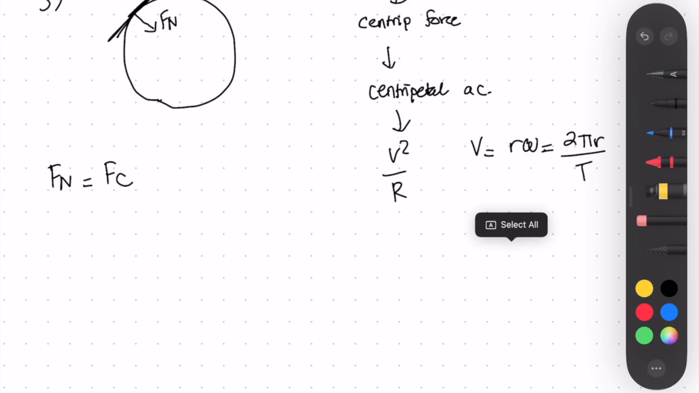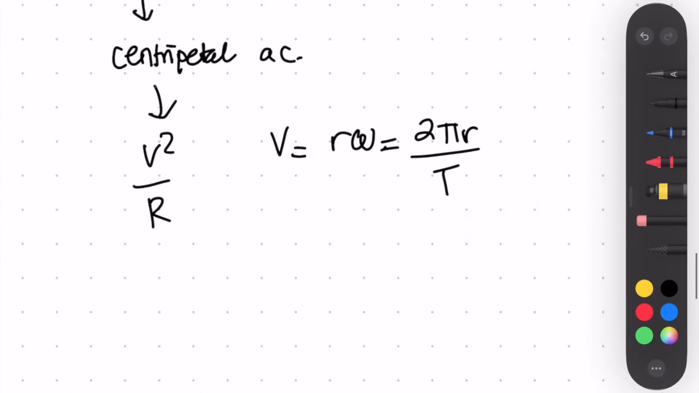The symbol for period is the capital T. If you have that equation, linear speed is equal to your radius times your angular velocity, which is equal to 2 pi times your radius divided by your period, capital T. Uppercase T is the period.